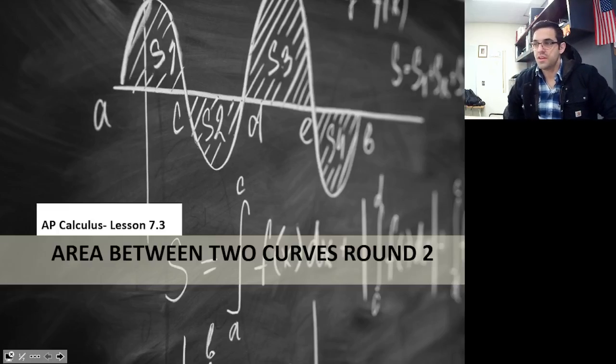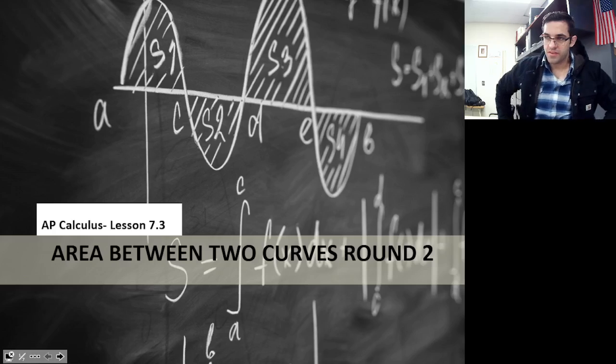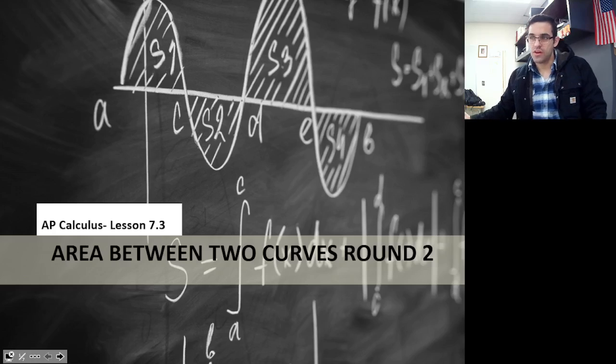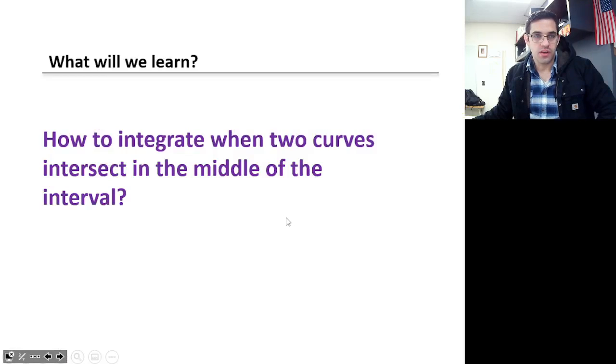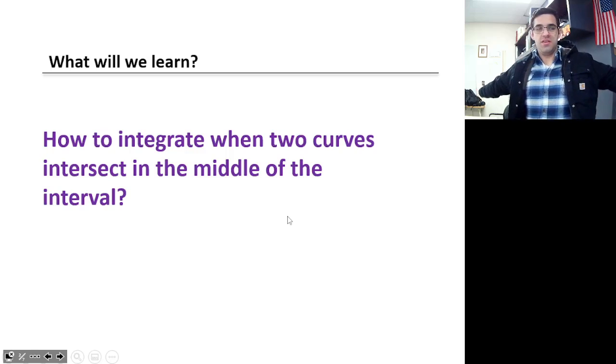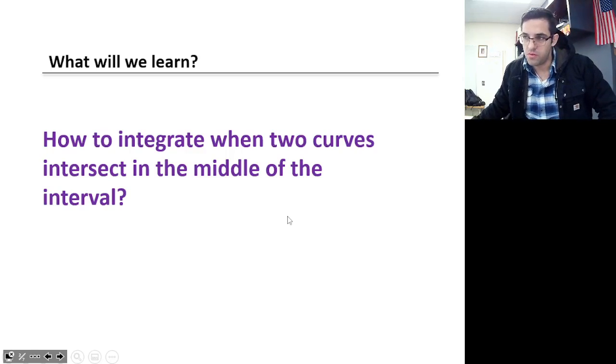Alright, this is Unit 7, Lesson 3 of our calculus class. Unit 7 is Applications of Integration. Lesson 3 is Area Between the Curves, Round 2. So we're going to continue our third of what will be 4 lessons on finding the area between two curves. In this lesson we're going to focus on how you handle area between two curves if the curves intersect at some point in the middle of your interval.